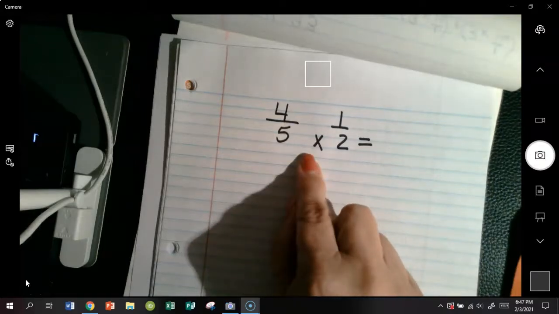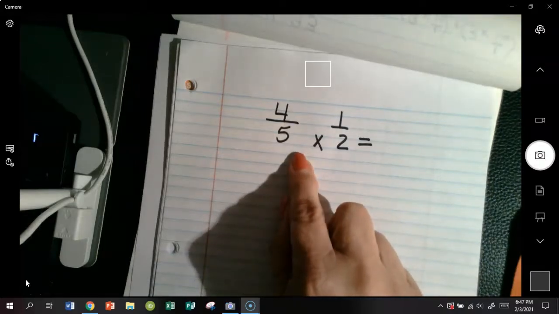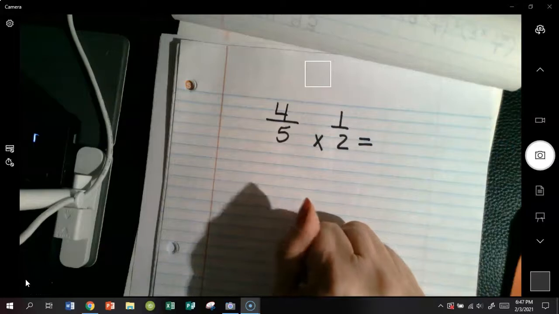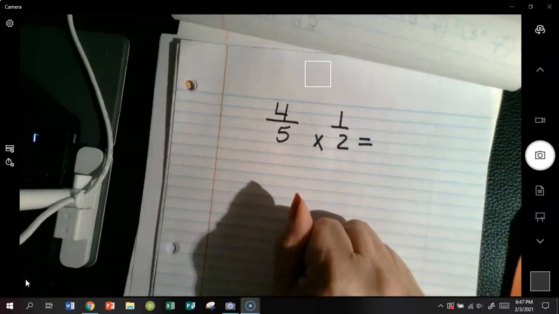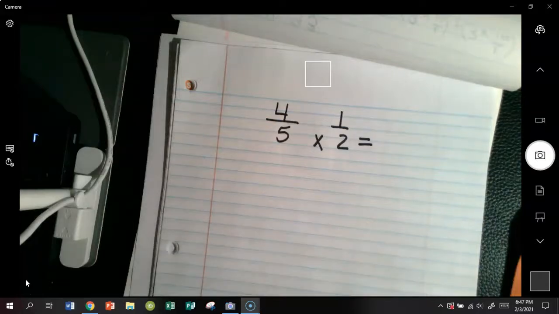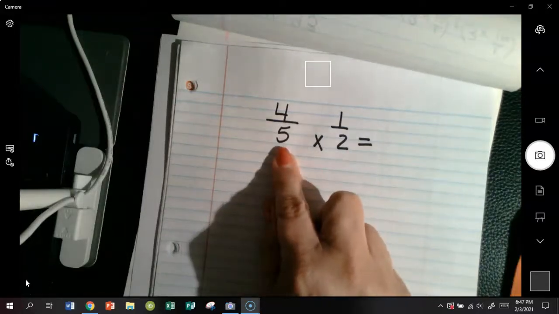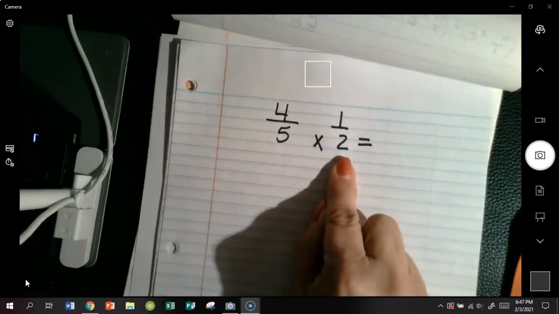Remember that one factor in a multiplication problem tells you the number of groups, and one tells you the number of items in the group. Or one factor can tell you the number of rows or groups and the items in the row, or the number of columns, groups, and the items in the columns. So what are our factors here? We have 4/5 and we have 1/2.